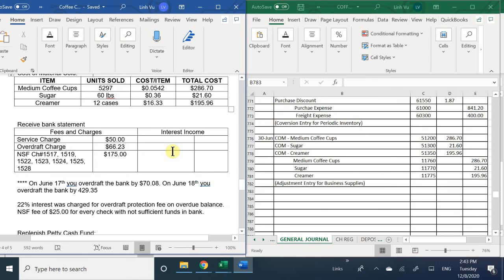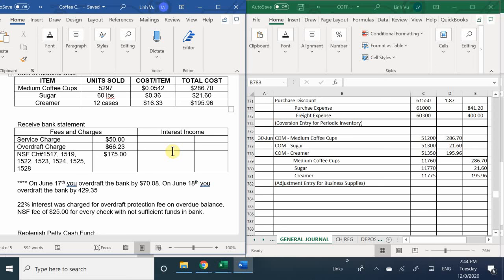Obviously, for using the bank for a lot of other services, they charged us $50. Then they charged us overdraft charges of $66.23. If you go down to the bottom here, it tells you that on June 17th, you overdrafted the bank by $70. And then on June 18th, you went over by $4,429, and so on and so forth. I didn't list it all out, but we've seen it.